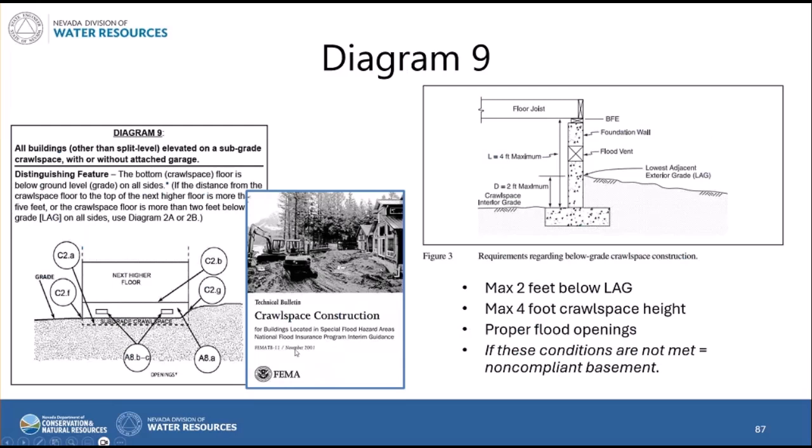Technical Bulletin 11, available in the same place as the link I showed you at TB1, talks about the specific requirements and that 2-4-5 rule. So no more than 2 feet deep from that lowest adjacent grade to C2A, no more than 4 feet to the underside of the floor, which, if we're assuming a 12-inch floor joist, gives us 5 feet between C2A and C2B. If those conditions are all met and your local ordinance allows a diagram 9 construction, you're good to go. If any of these conditions are not met, that is actually a basement and that's non-compliant.